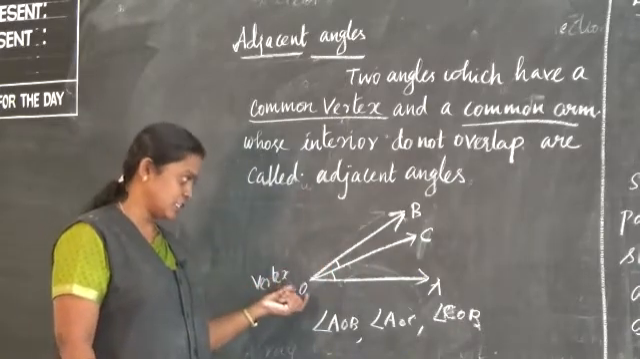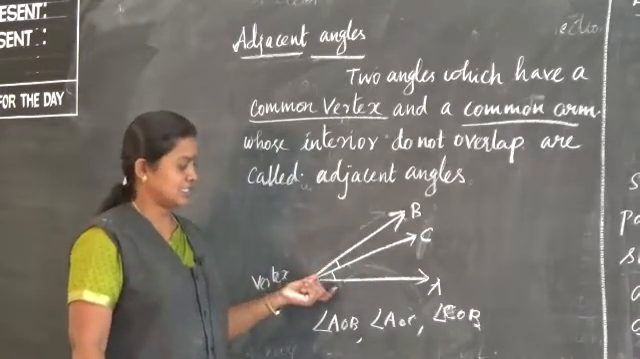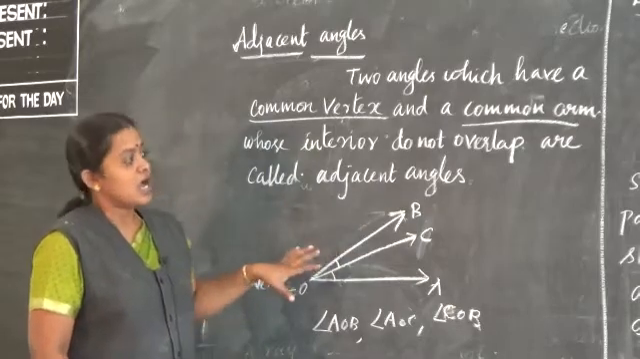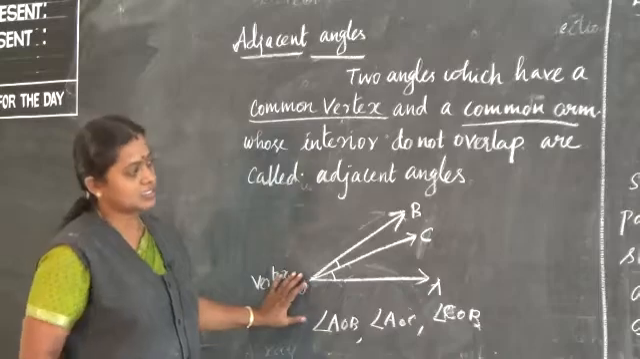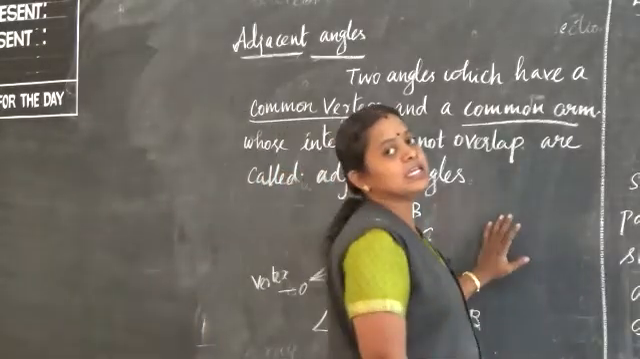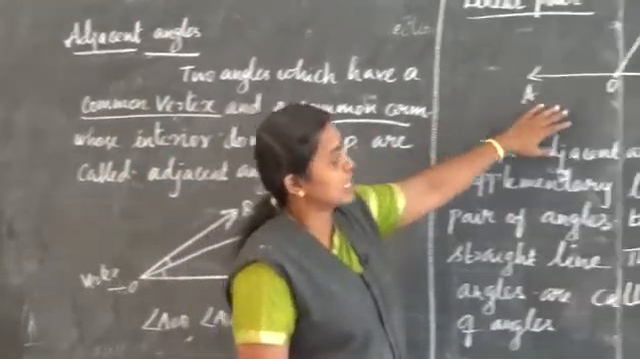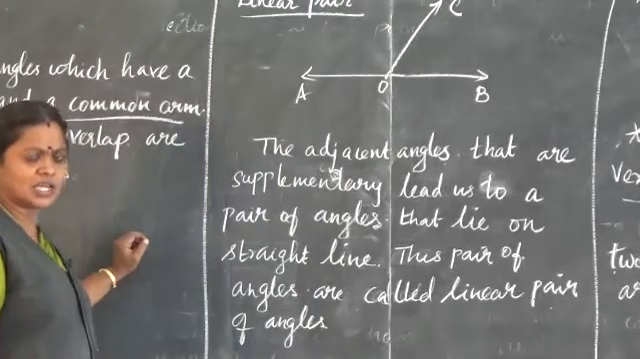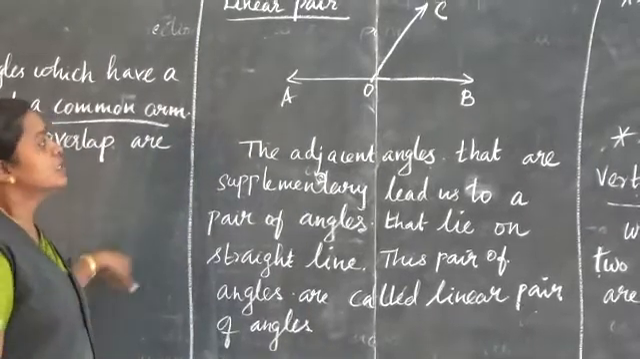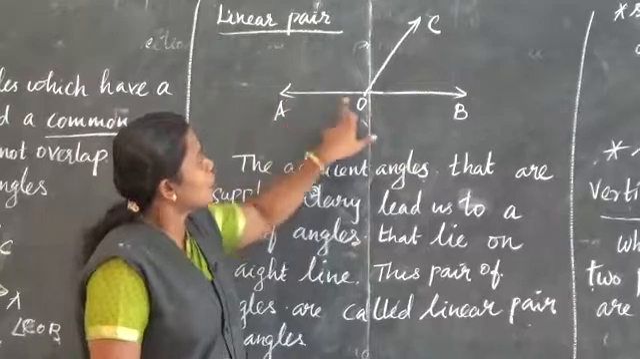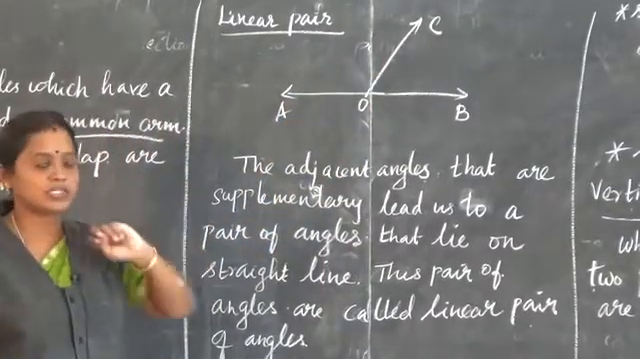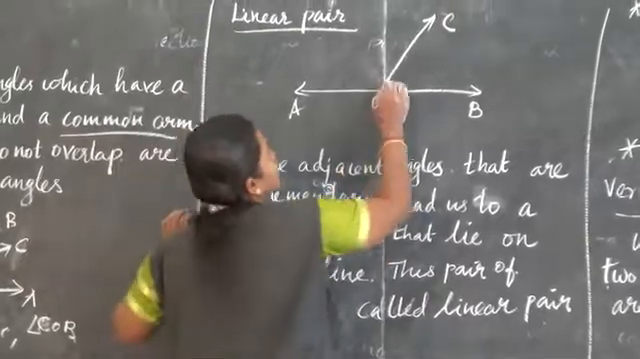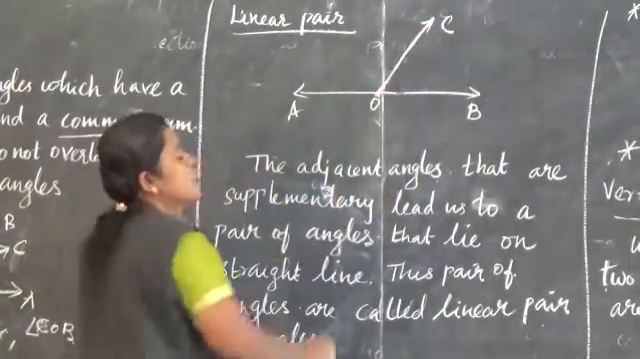It has a common vertex O, it has a common arm OC, and those angles are called adjacent angles. Now we look at a linear pair. Look at this diagram. How many adjacent angles are there? Now you know what an adjacent angle is. So here, AOC and BOC are two adjacent angles. We have only one common arm, that is called OC.